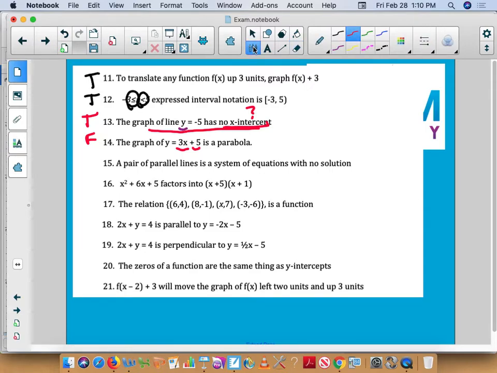Okay, Sophia and Maria have already answered this question. A pair of parallel lines is a system with no solution. That is true. All right, now let's see where we are in our review.